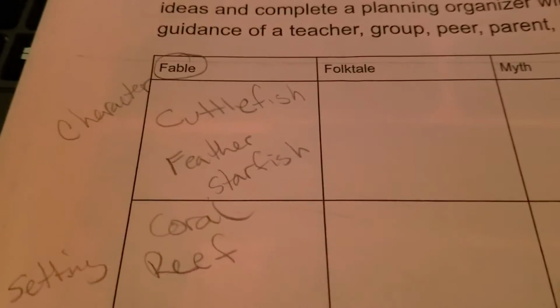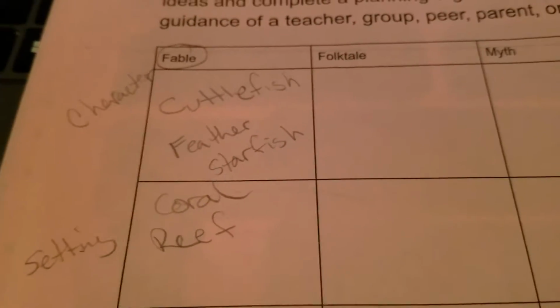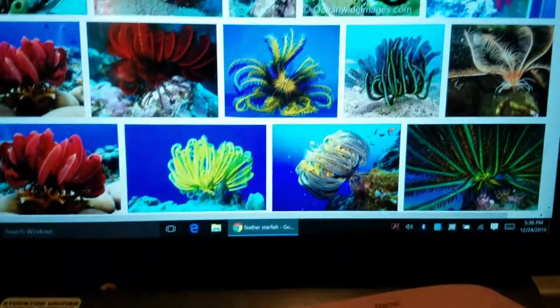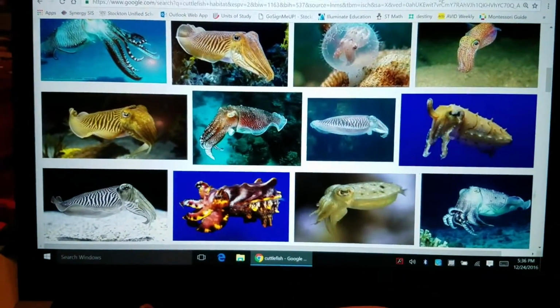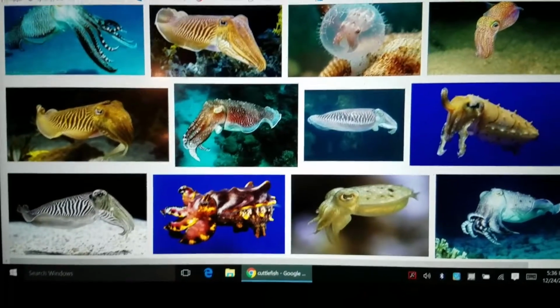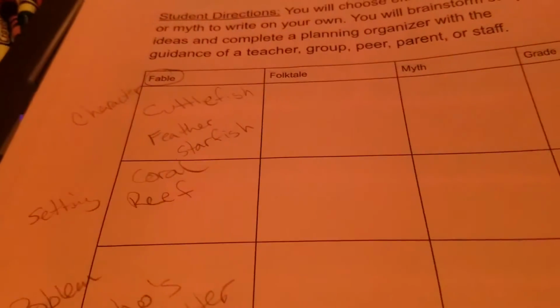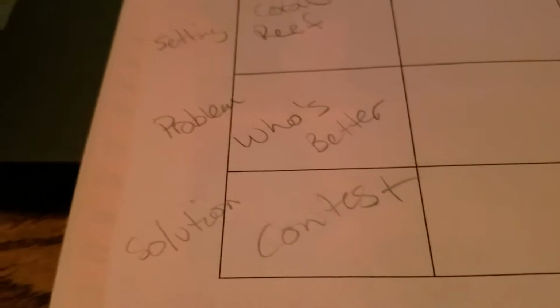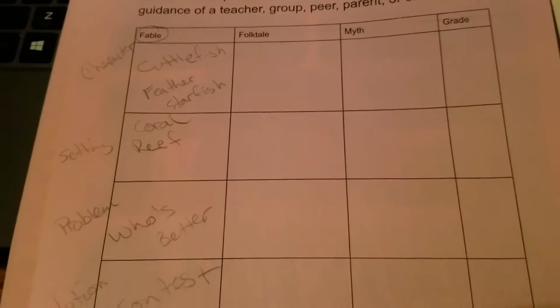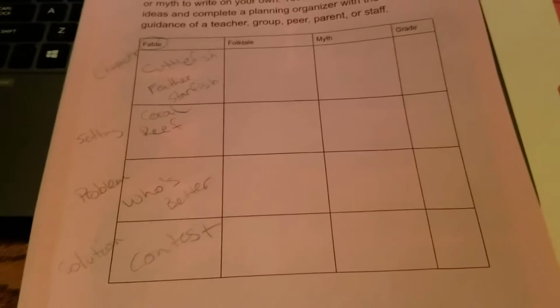I was going to choose a couple of my favorite animals, which is a cuttlefish and a feather starfish. So that's the feather starfish and that's the cuttlefish. Both are very cool animals. And so their setting is going to be in the coral reef, which is both of their natural habitat. The problem is they're trying to figure out who's better. And so the solution is going to be a contest. So again, you're just going to choose one of these 3 columns. You're going to fill it out with your own characters, setting, problem, and solution.